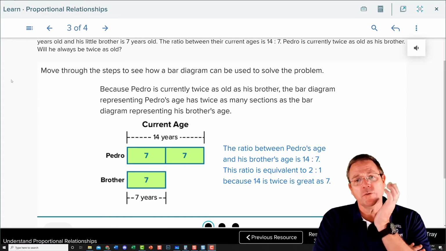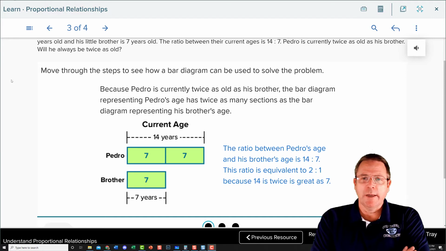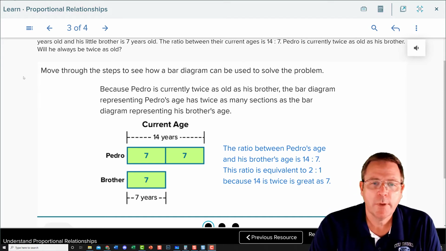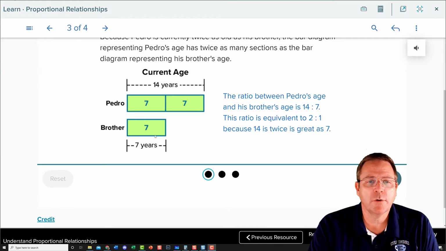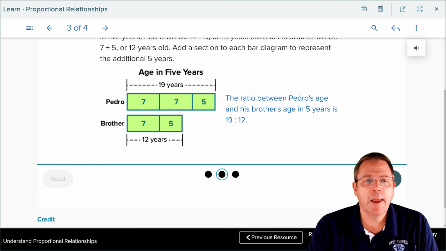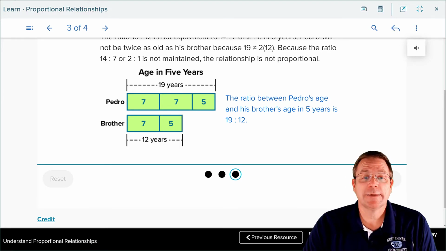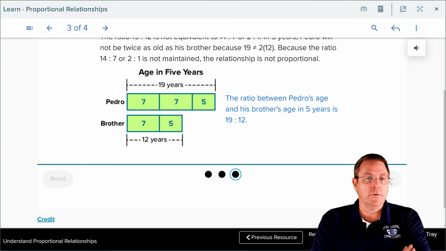Because Pedro is twice as old as his brother, the bar diagram representing Pedro's age has twice as many sections as a bar diagram representing his brother's age. So you've got 14 years to 7 years. Next, if we were to add 5 years to each of them, now they've got 19 years to 12 years. Is that the same 2:1 ratio? It is not. It is not the same 2:1 ratio.